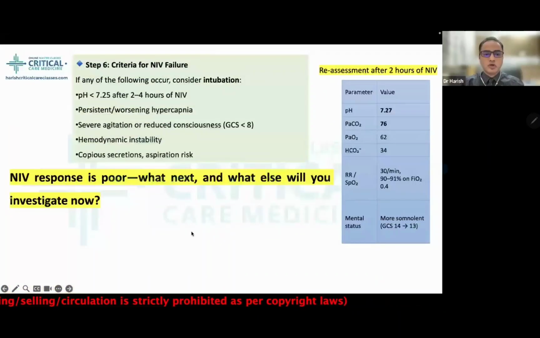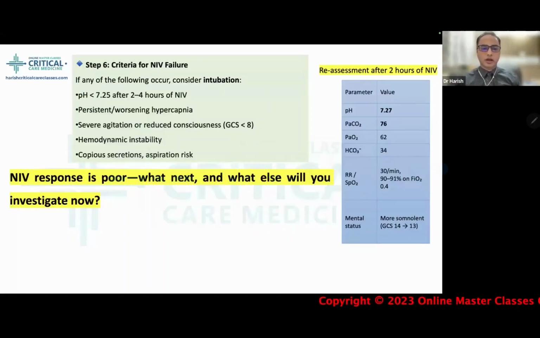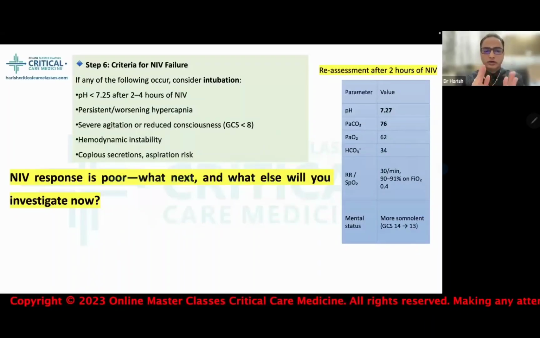So how are you going to define criteria for failed NIV? If the following occur, consider intubation: pH still less than 7.25 even after 2 to 4 hours of NIV, persistent worsening hypercapnia, severe agitation or reduced consciousness if GCS is less than 8. See, up to 8 we can try NIV even in acute exacerbation of COPD. Or if the patient is becoming hemodynamically unstable, copious secretion, or there is a risk of aspiration, then you need to consider he is having a failed NIV.